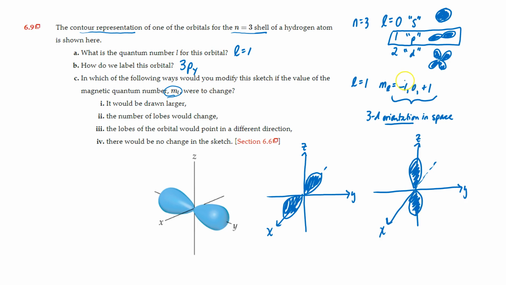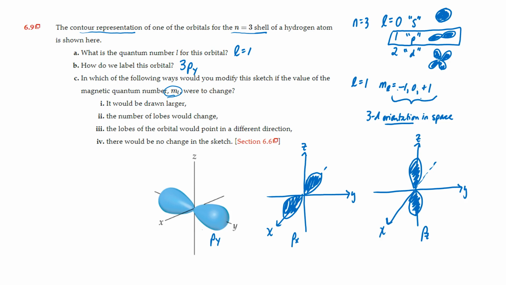So notice that we have 3 different values for m sub L, minus 1, 0, and plus 1, and we've got 3 different orientations of this p orbital. We've got p sub y, we've got p sub x, and we've got p sub z. That's what these quantum numbers for m sub L are referring to.